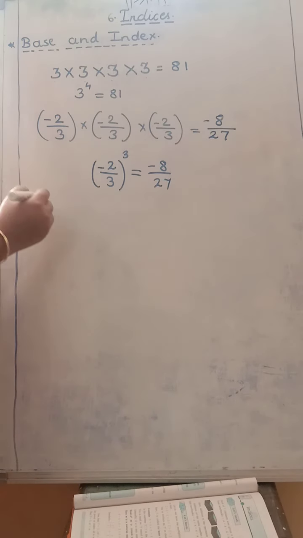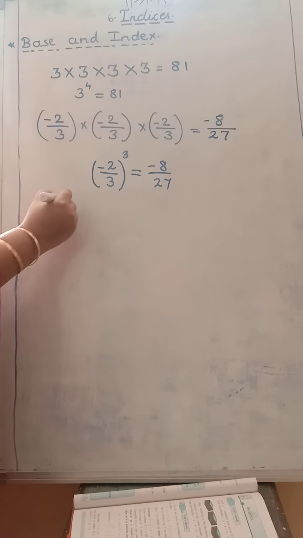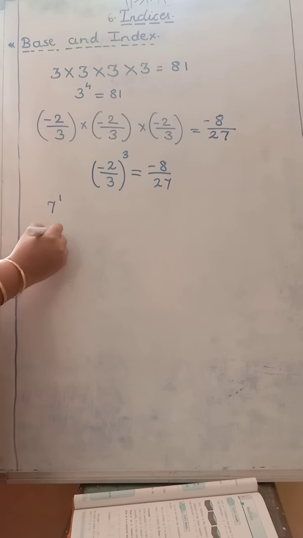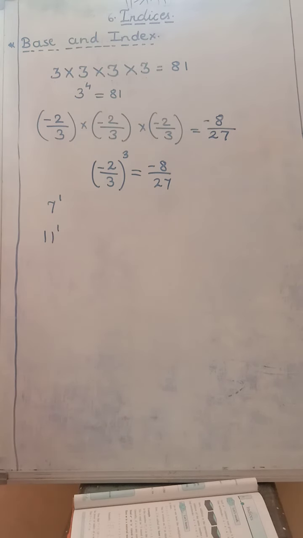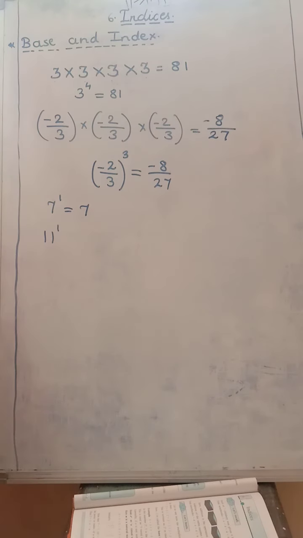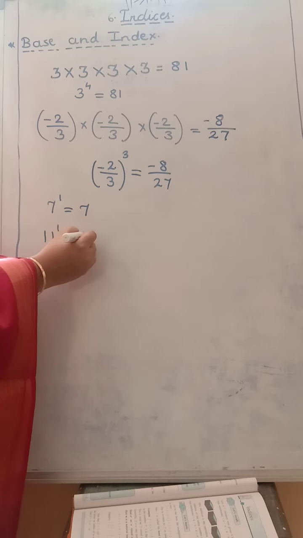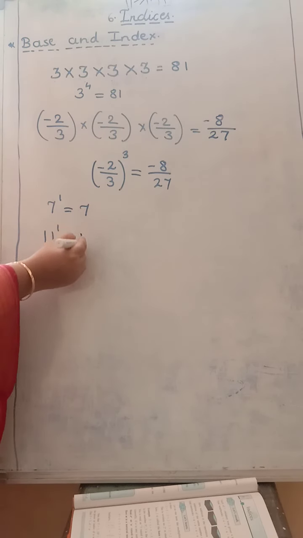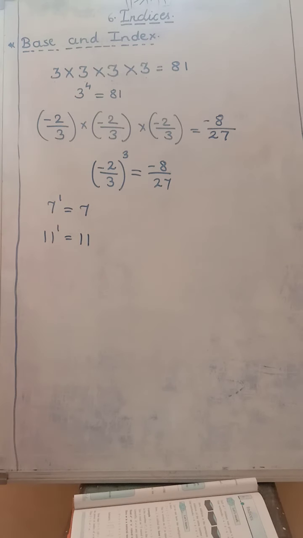Now suppose children, I am giving you the index form as 7 raised to 1 or 11 raised to 1. Means what? Are you multiplying 7 only once? See, what is this index form telling us? That 7 is there only one time. Then if it is only one time, what will be our answer? 7. If 11 is only one time, what will be our answer? 11. Yes. So children, the first power of any number is that number itself.